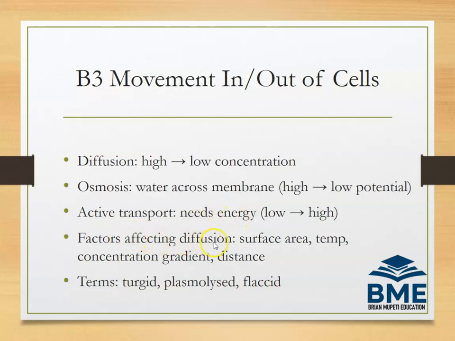Now, factors which affect diffusion include surface area, temperature, concentration gradient, and distance. With regards to surface area, smaller particles, or particles with a smaller surface area, have a faster rate of diffusion. Higher temperature also increases the rate of diffusion. A steeper concentration gradient increases the rate of diffusion. A shorter distance increases the rate of diffusion. So we're saying that if the distance that the particle needs to move is short, then the particle is going to move from point A to point B in a very small amount of time.